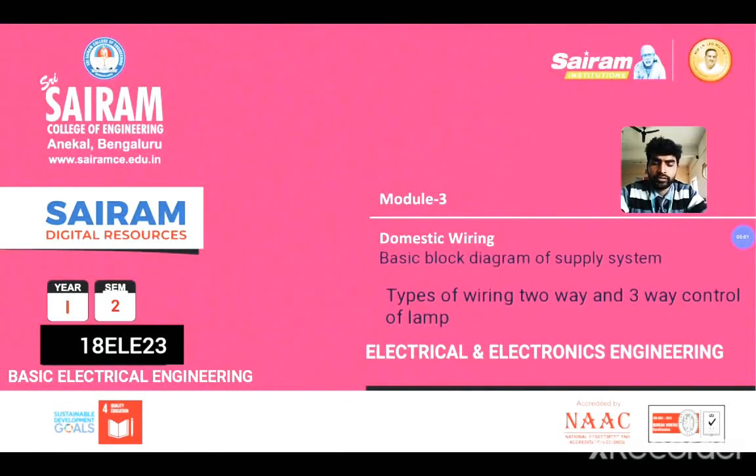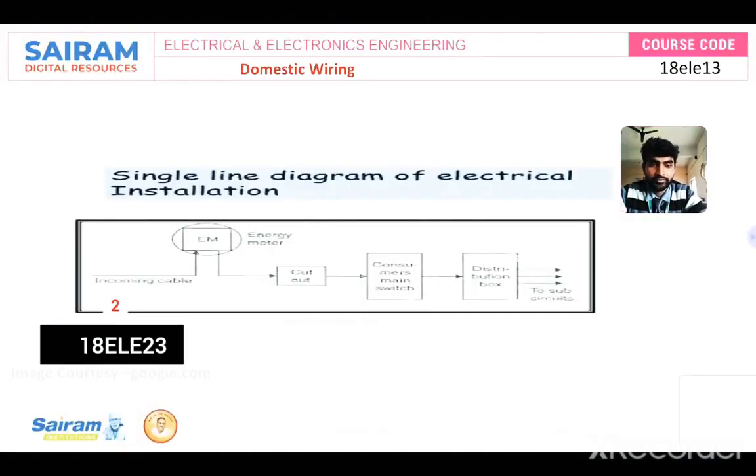Good morning students. In this video we will discuss the basic block diagram of a supply system from the main board to the sub-circuits, and also types of wiring, and two-way and three-way control of a lamp. It comes under Module 3. Let's see one by one.